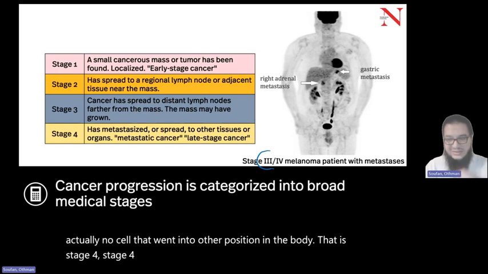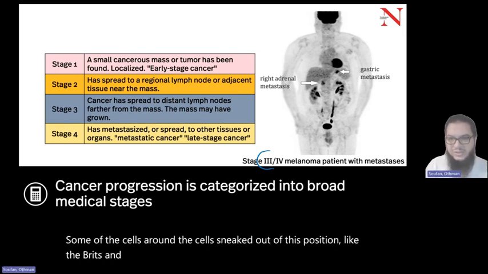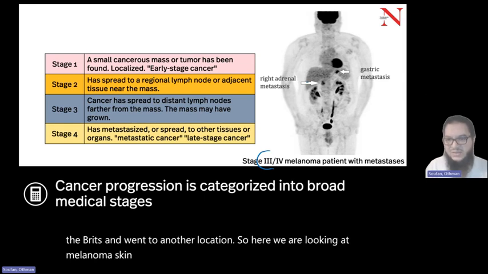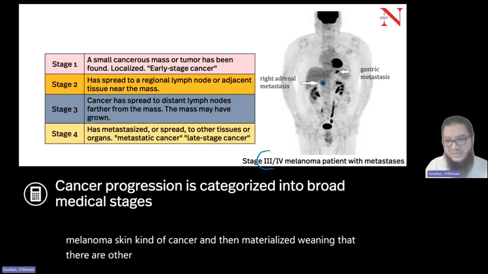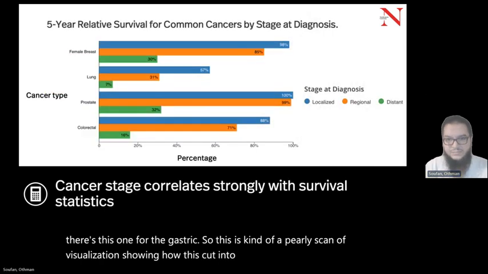Stage 4 means some of the cells, or one of the cells, sneaked out of its position, like the breast, and went to another location. So here we are looking at melanoma, a skin kind of cancer, and then metastasized, meaning that there are other places, right? There's this area for the adrenal, and there's this one for the gastric. So this is a PET scan visualization showing how this got into different areas.